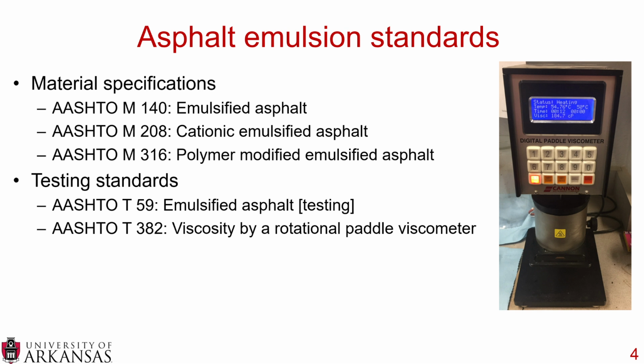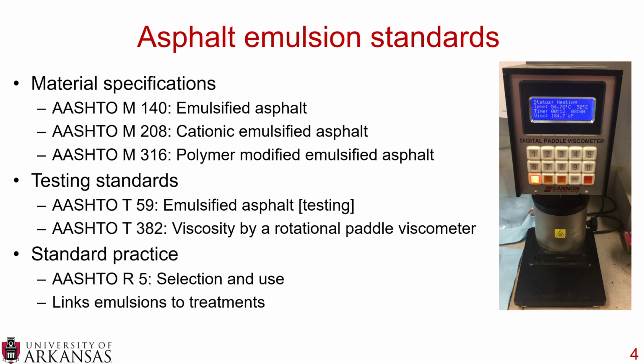Also of particular interest to this presentation, we have AASHTO T382, which is viscosity by a rotational paddle viscometer, which you can see on the right. And there's also a standard practice, AASHTO R5, which is selection and use. And this links different emulsions to various treatments that you can use those emulsions in the field. Now let's specifically dig deeper into AASHTO T59.